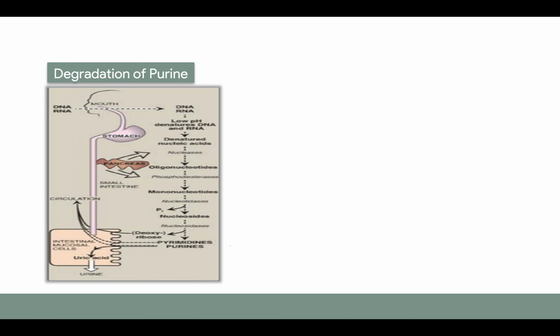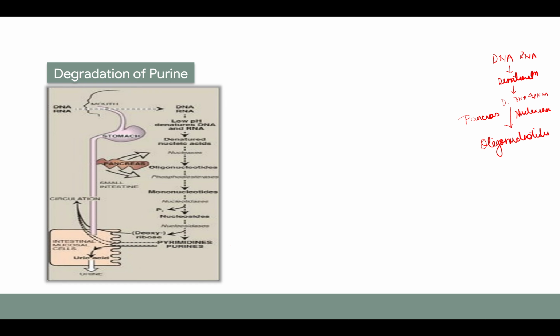Now we look at the degradation of purine. So purine, when consumed in diet, in vegetables or other dietary meat sources, the DNA and RNA which are present in mouth, because of the low pH, there is denaturation that takes place, and this denatured DNA and RNA, in the presence of nucleases, which is released from pancreas, forms oligonucleotides.